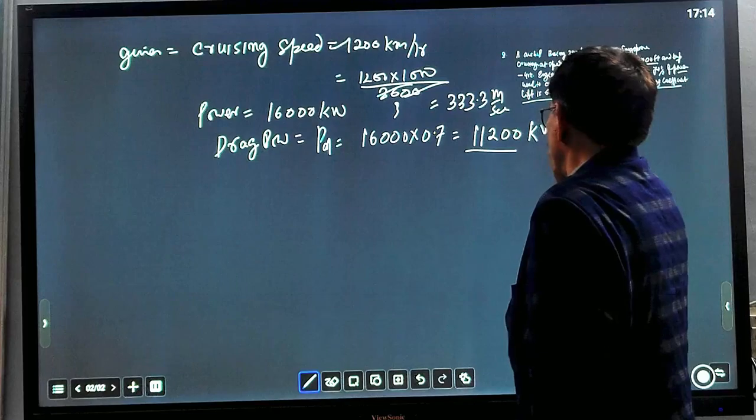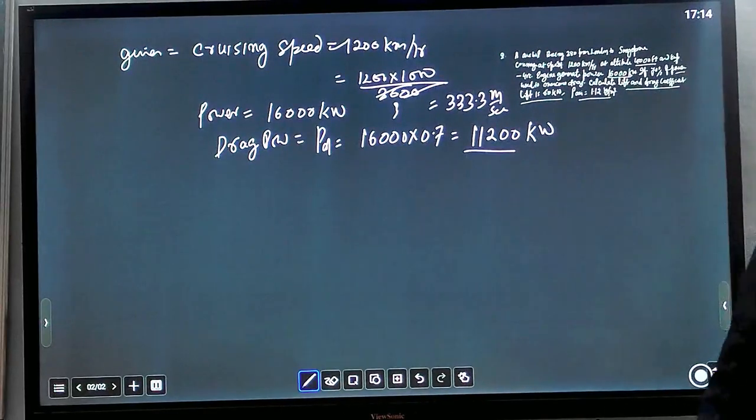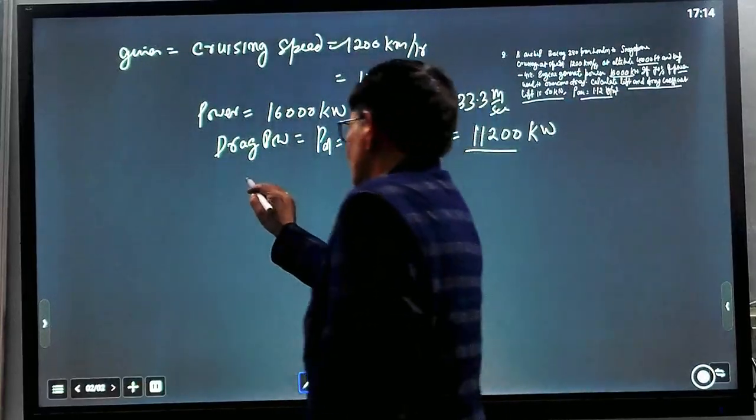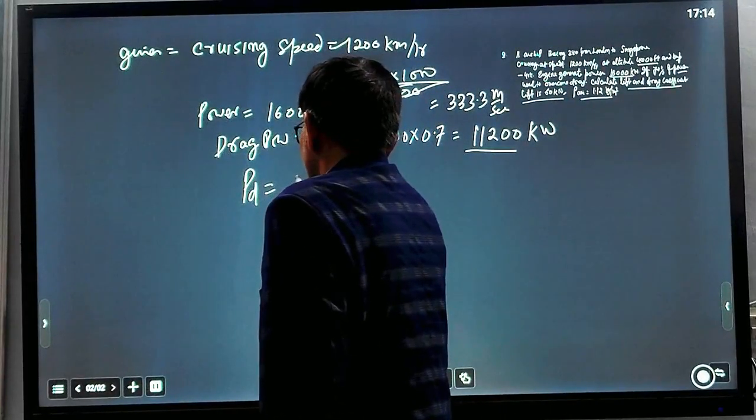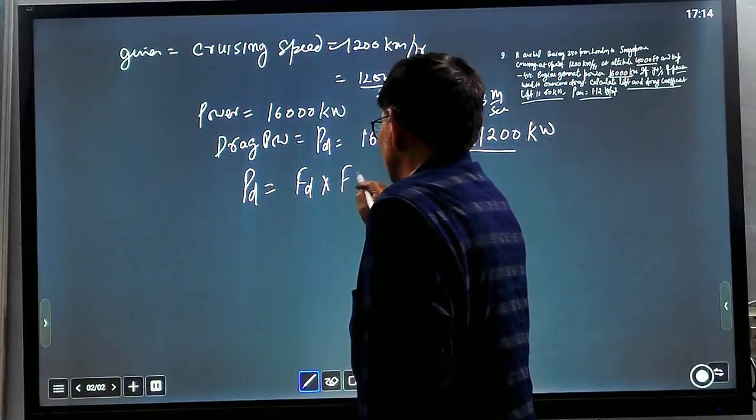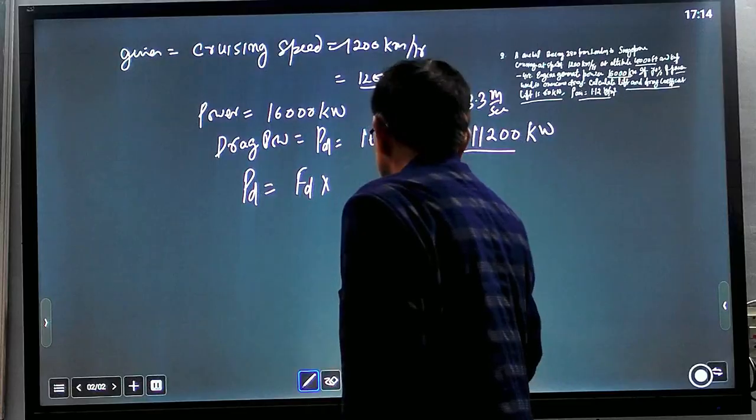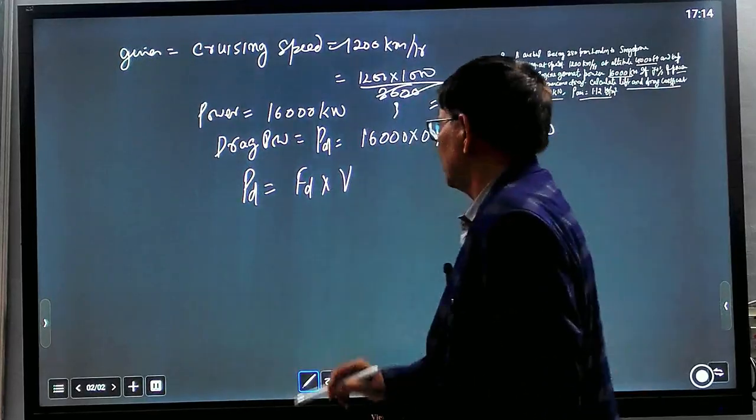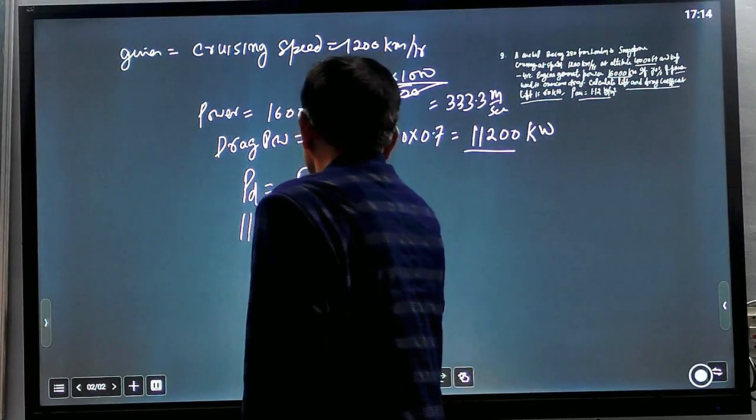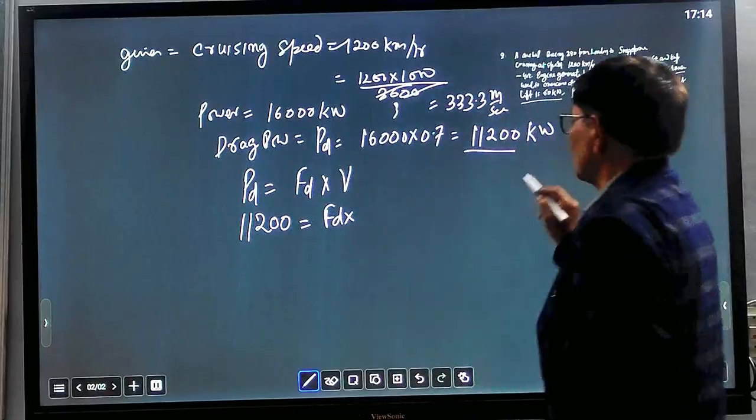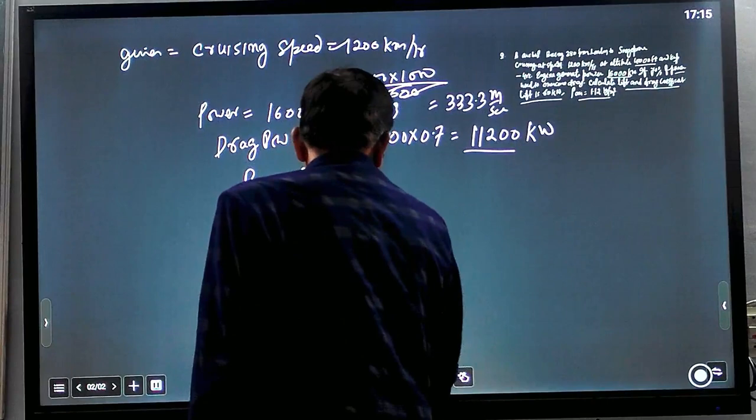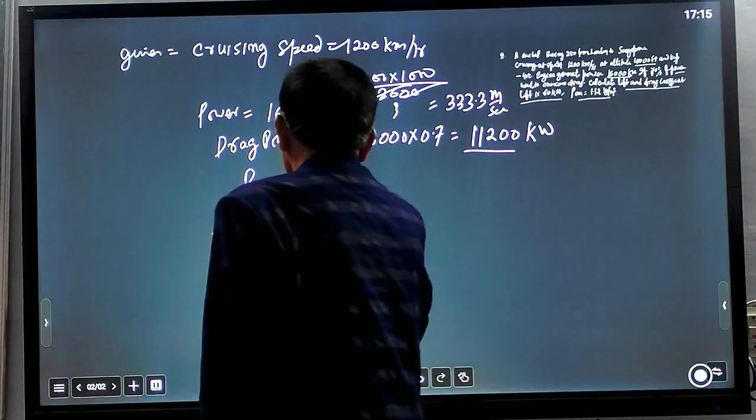11,200 kilowatt power is required to overcome the drag. So you know that we have to calculate drag force, because power equal to drag force into cruising velocity, that is V that we have calculated. So this is given: 11,200 kilowatt equal to FD into V. We have to convert this into watts, so we multiply it because this is given in kilowatt.